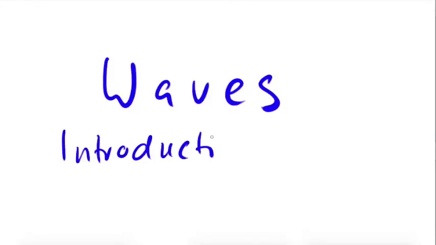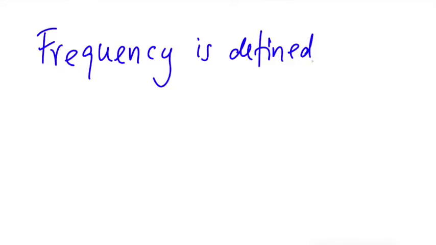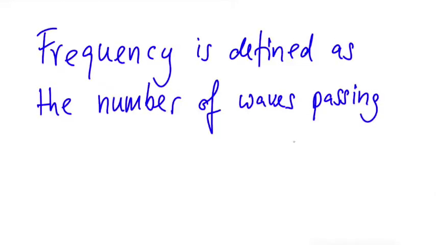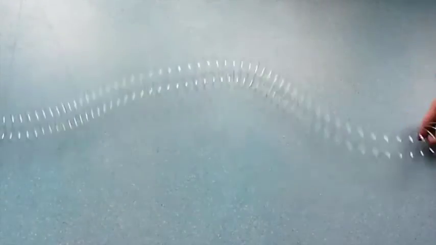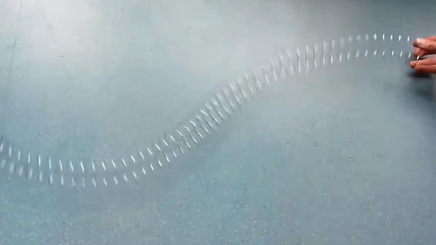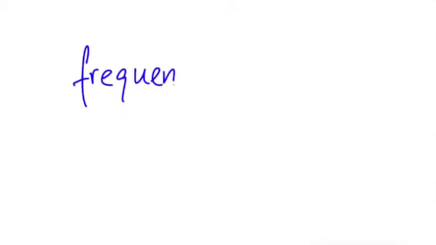This second introductory video is about frequency and how it is related to the time period. Frequency can be defined as the number of waves passing a fixed point per second. This slinky shows a low frequency and then a higher frequency as more waves are produced per second. Frequency is represented by a small f and is measured in hertz.